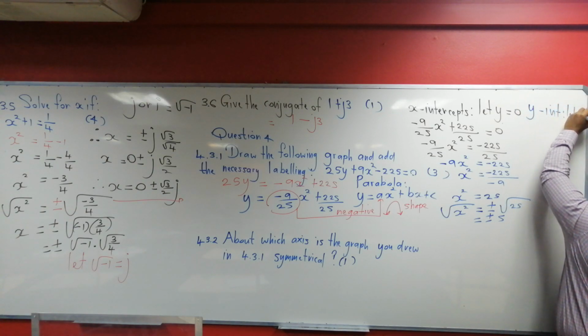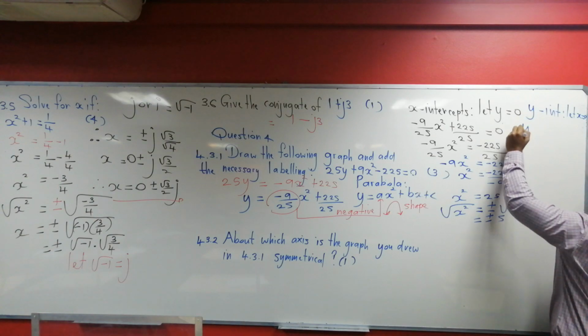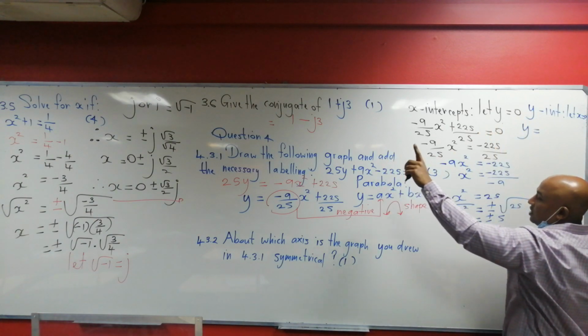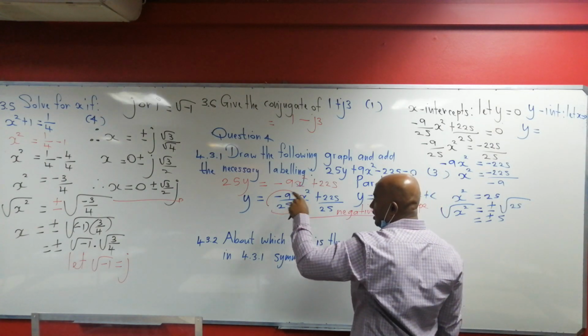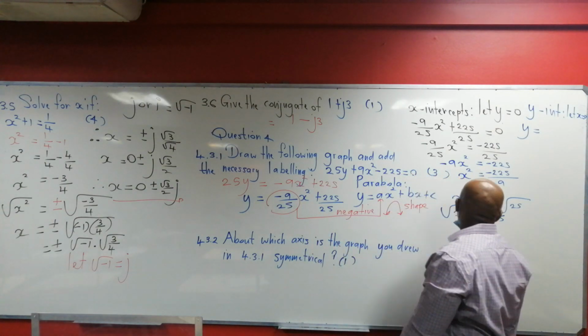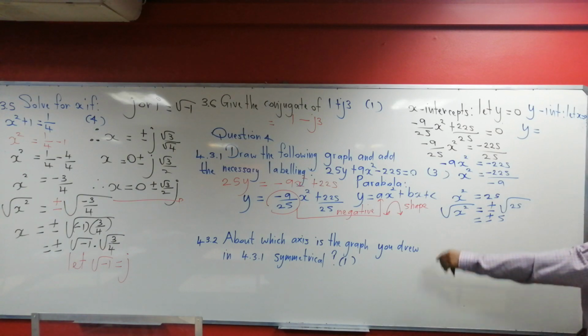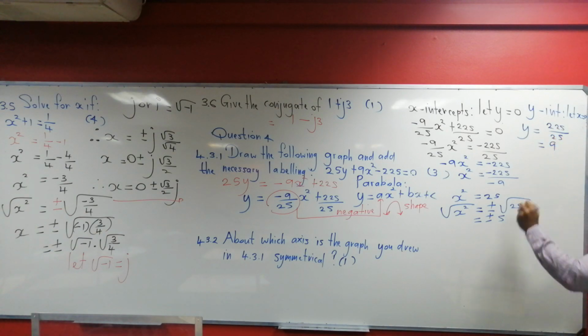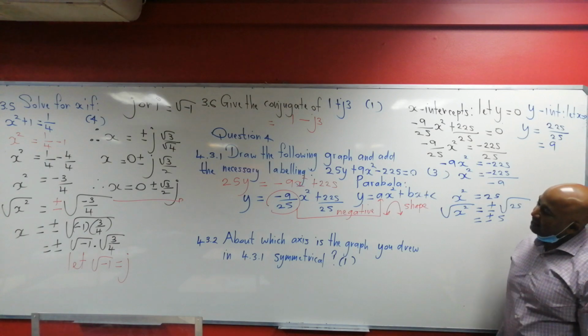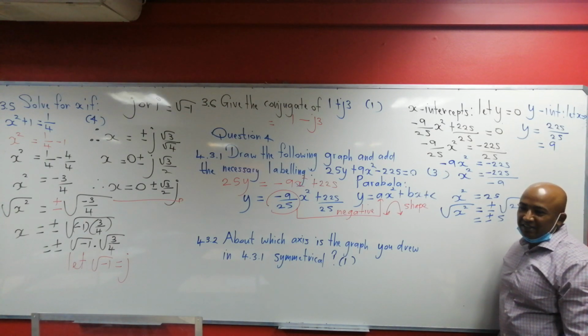Y-intercept, let x equal to 0. So if I go back to that original equation, there's an x here. If I put a 0 there, I'm left with 225 over 25, which is 9. These values here, I can see that probably there was a typing error in this paper.